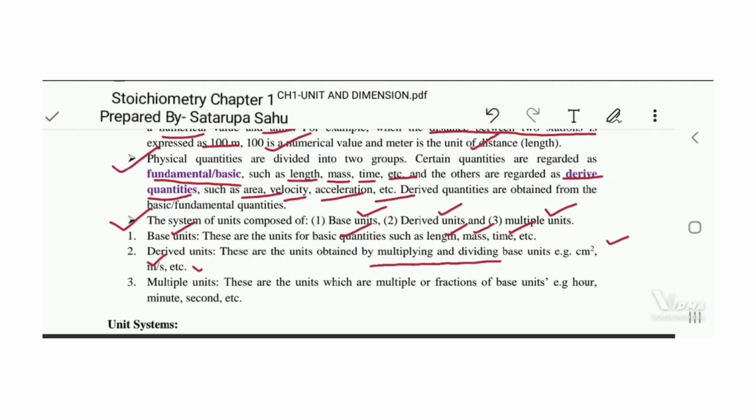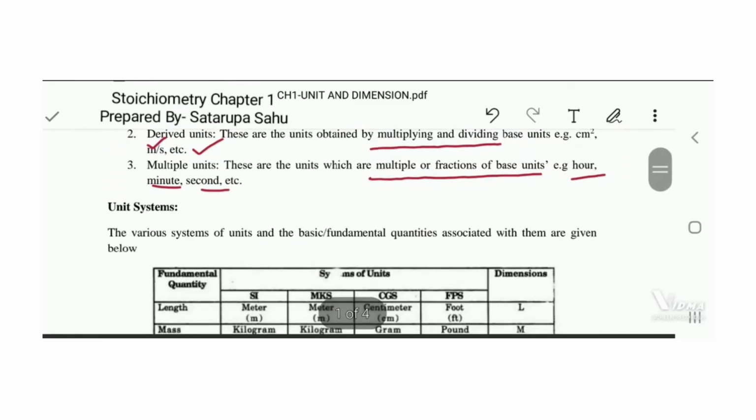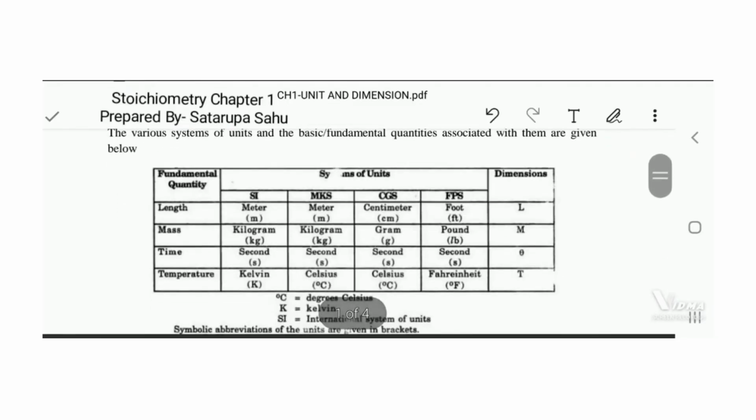Multiple units are the units that are obtained from the multiple or fraction of the base unit, such as hour, minute, second, etc. Now let's come to the unit systems. There are four types of system of unit. One is the SI, another is the MKS, another is CGS, and the fourth one is FPS. For length, the unit for SI is meter, for MKS it's meter, for CGS it's centimeter, for FPS it's foot, and the dimension of length is L.